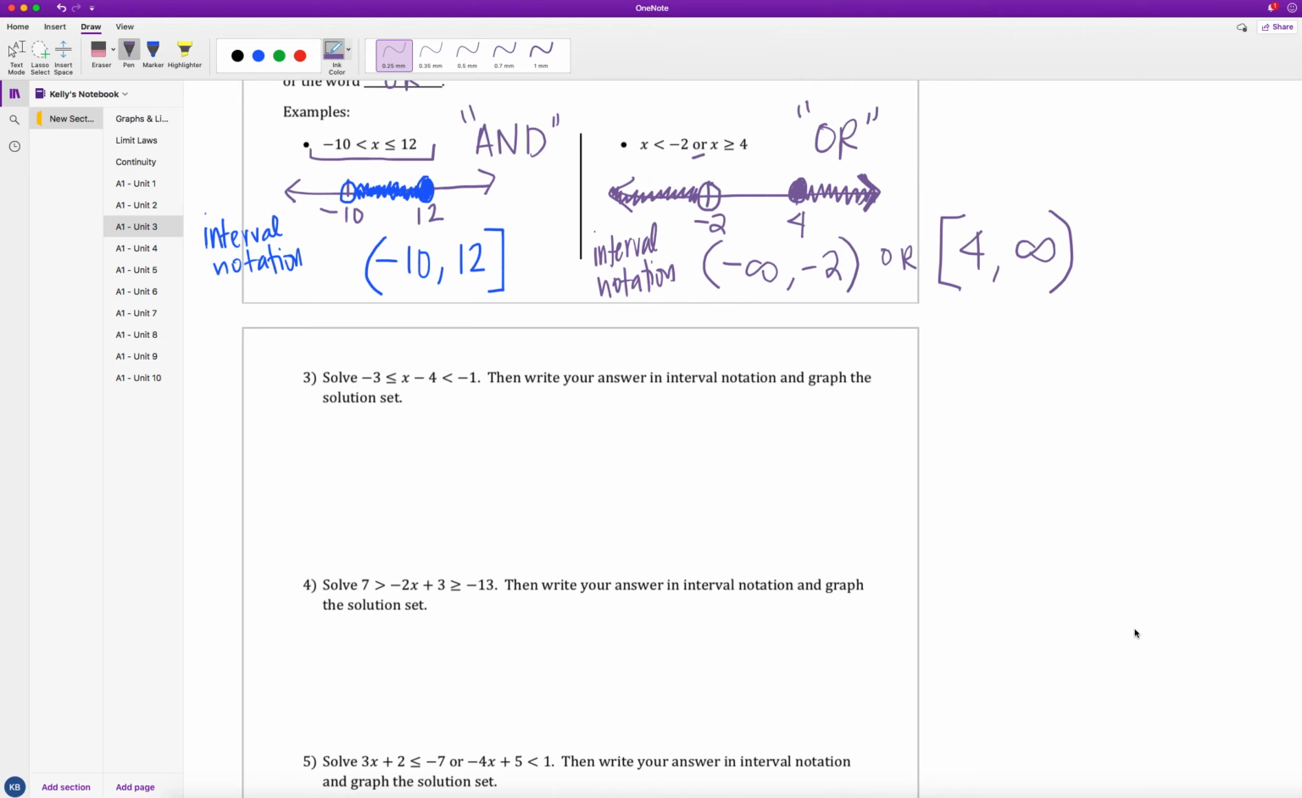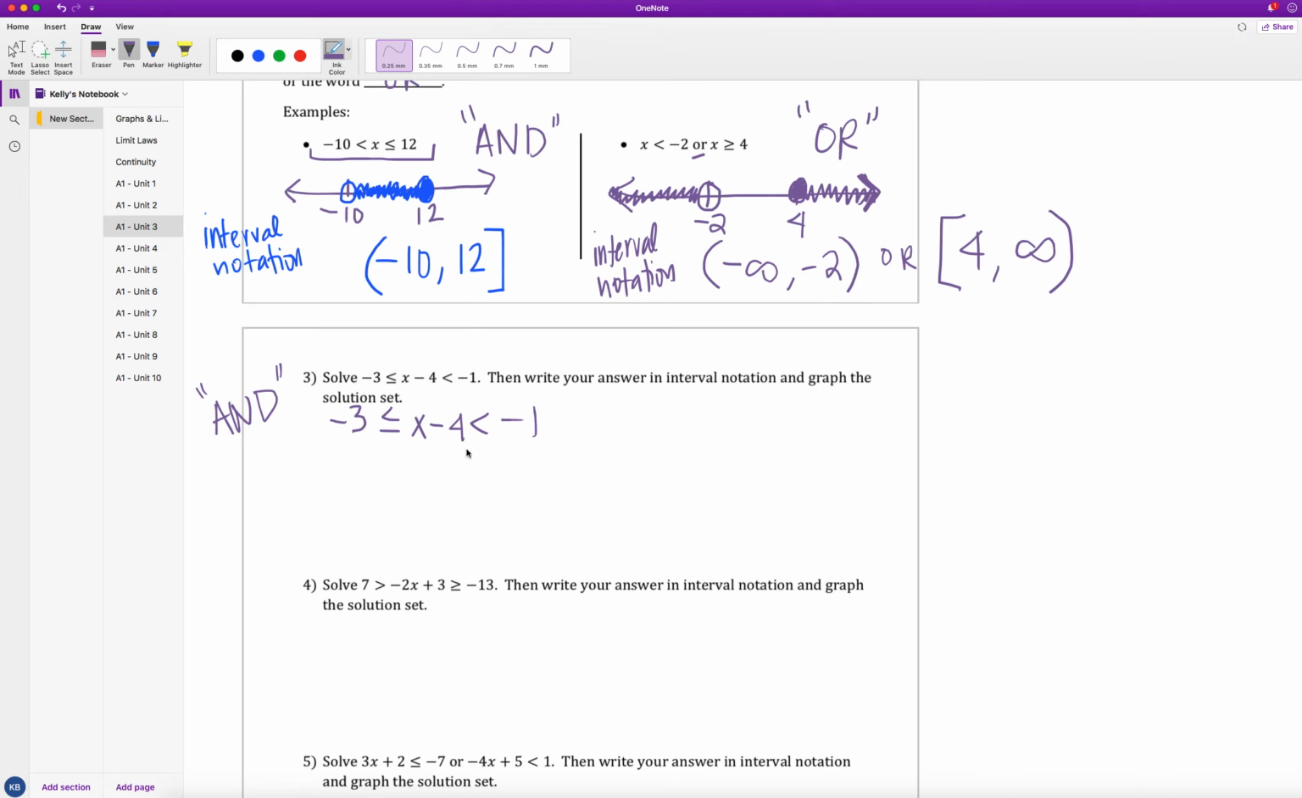So our first example says -3 is less than or equal to x minus 4 is less than -1. So what do you guys think? Is this an AND statement or an OR statement? This is an AND statement because they're conjoined together, and although my x is not isolated, that x is still sandwiched in between two inequalities. We're going to have to first solve this before we can graph and do the interval notation.